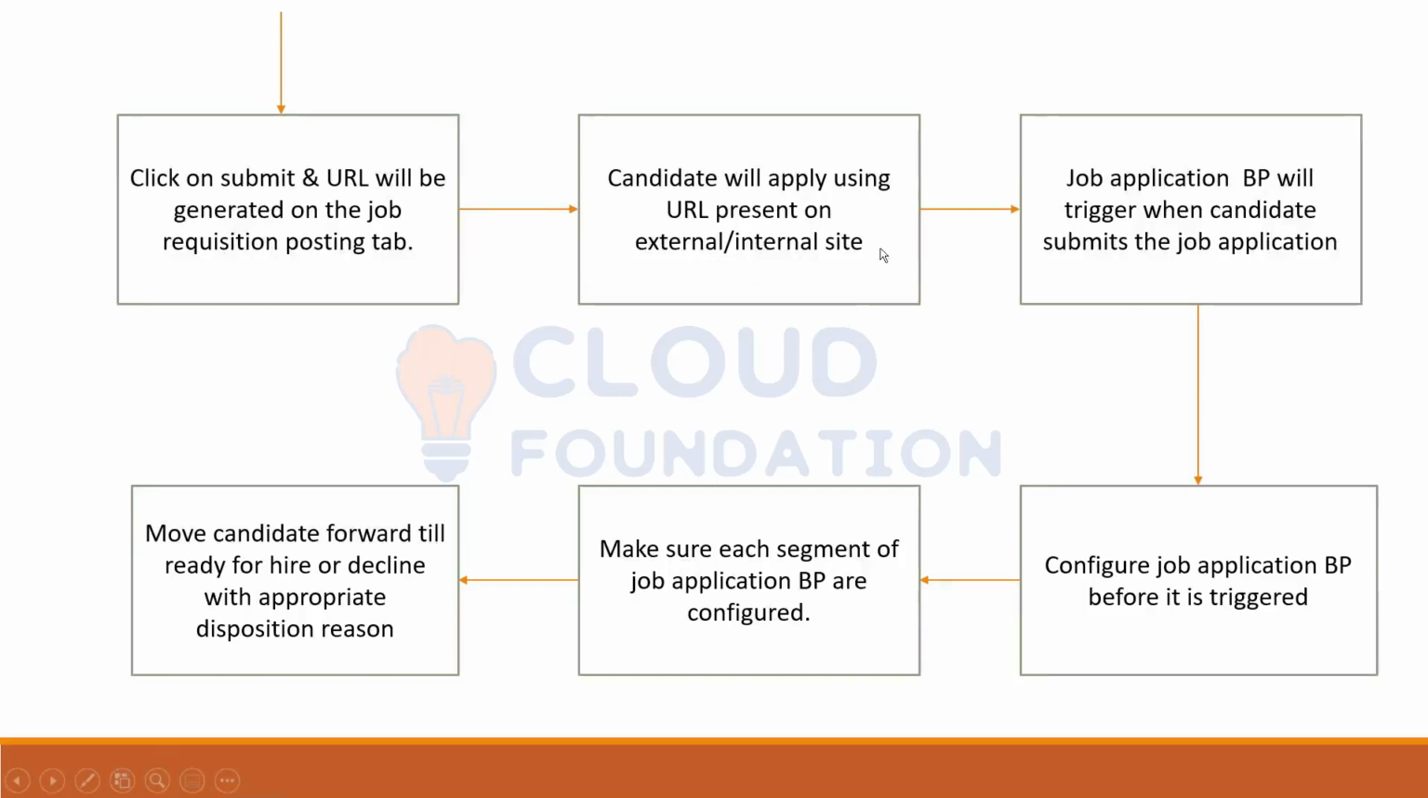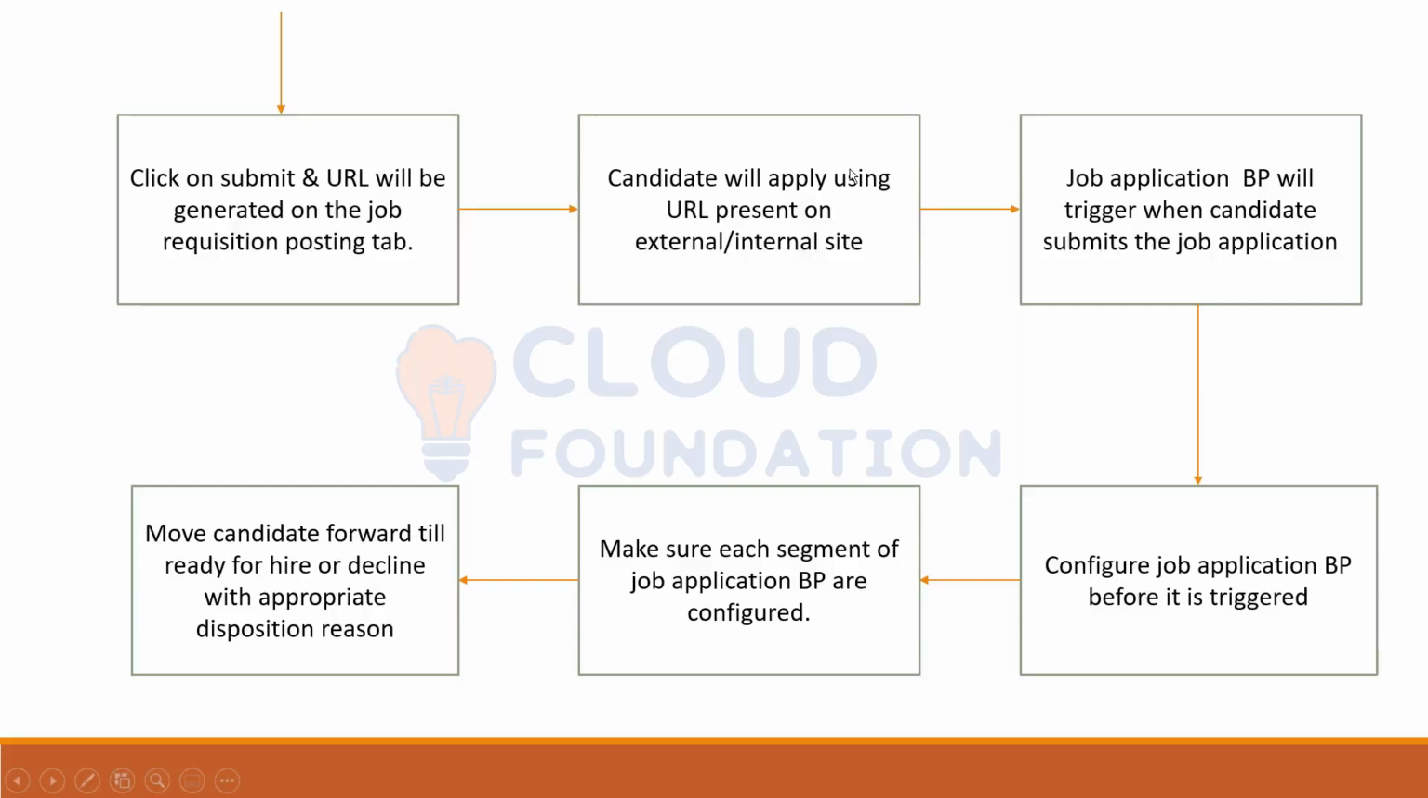So the candidate will apply using the URL. Since the URL is created, it means it is posted somewhere. So candidates will be able to see it and they will apply. Then as soon as they click on the submit button for the job application in which they are giving their data, the job application business process will get triggered.